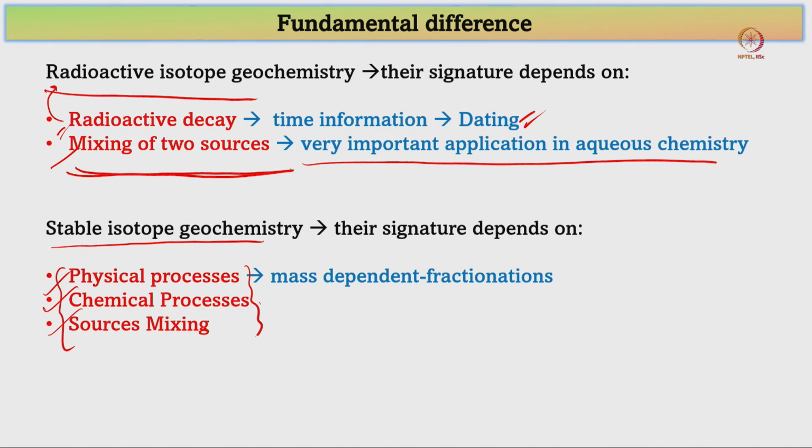But in case of stable isotope geochemistry, when there is some physical process that we are targeting, then we have to use some stable isotopes. When we are targeting particular kind of chemical reactions, we have to use stable isotopes. When we are doing mixing of sources which has very particular different kind of source signatures, then we should use stable isotopes.